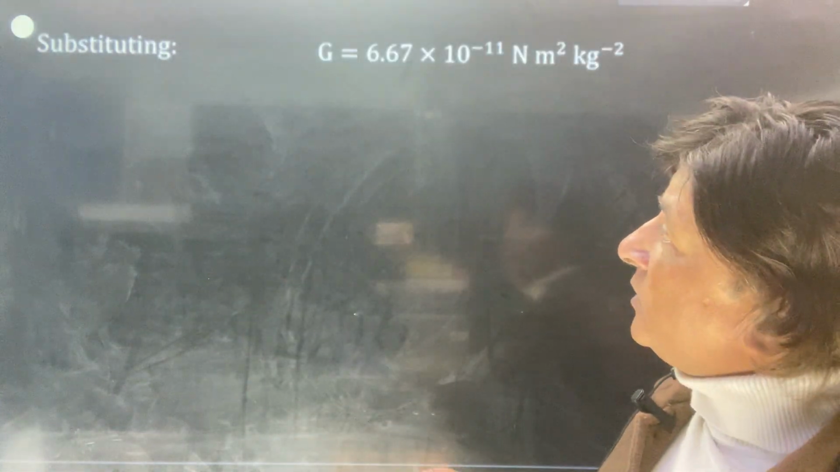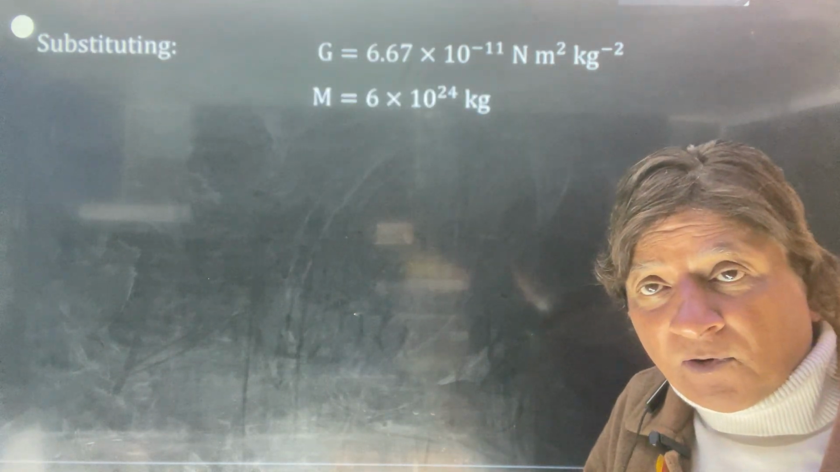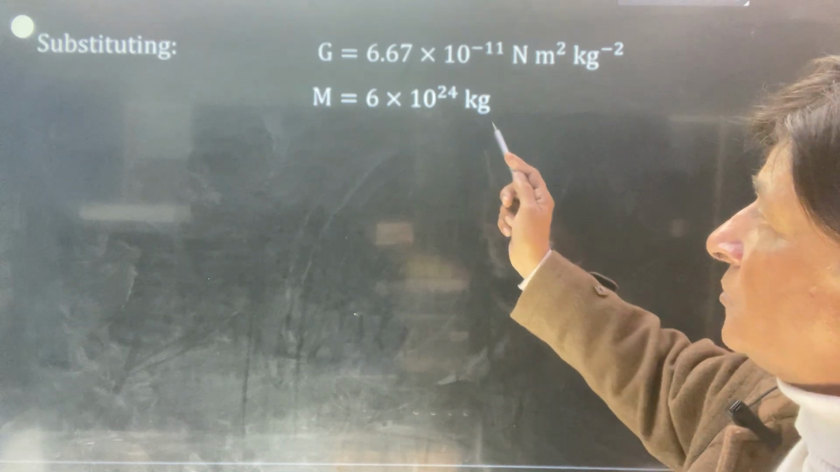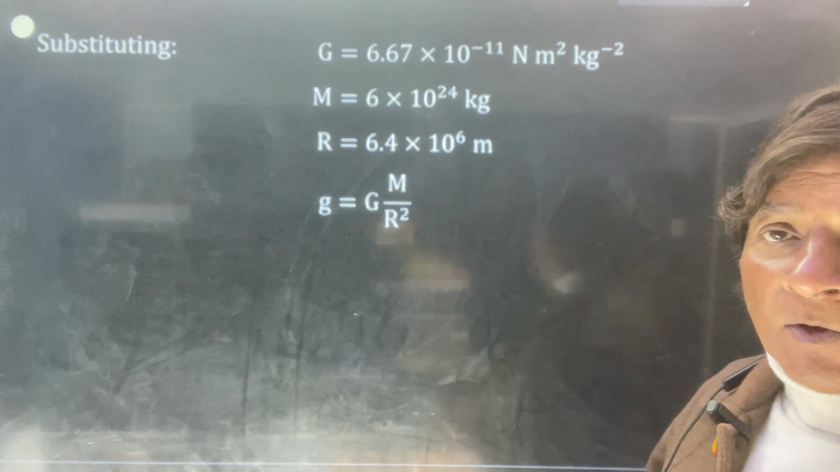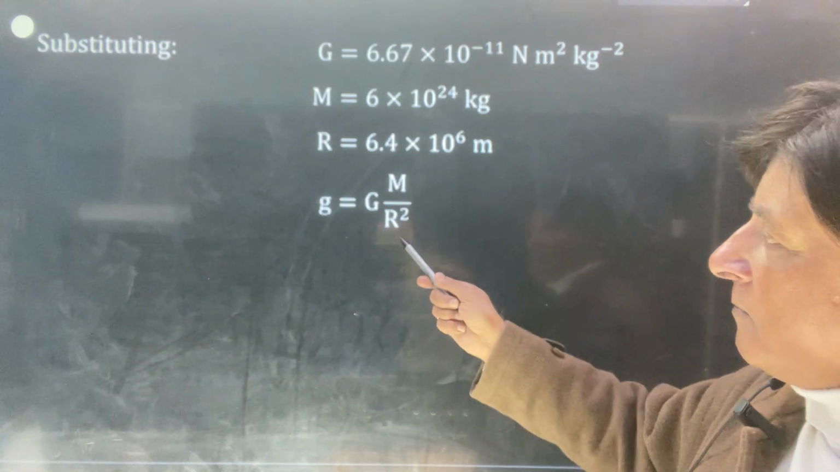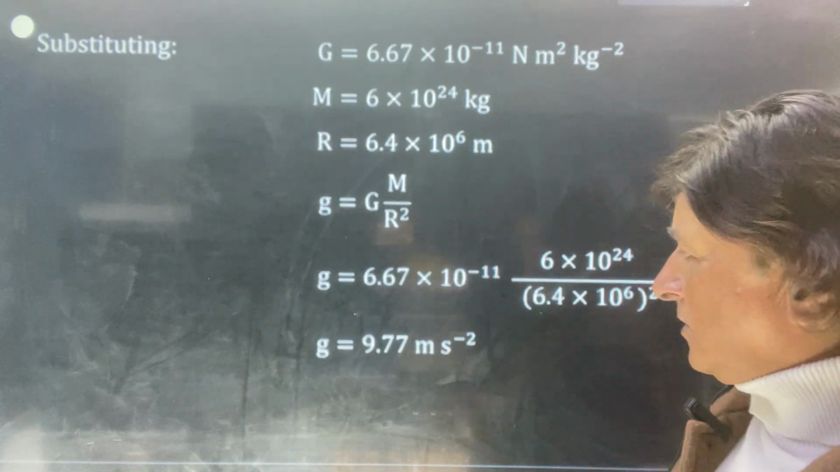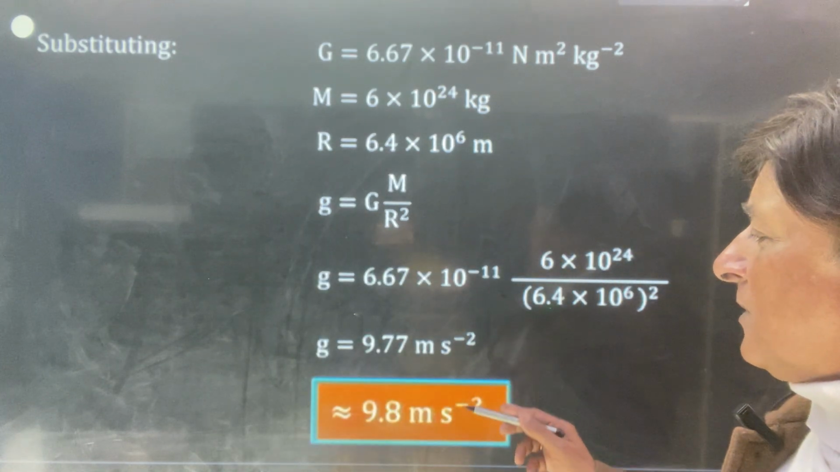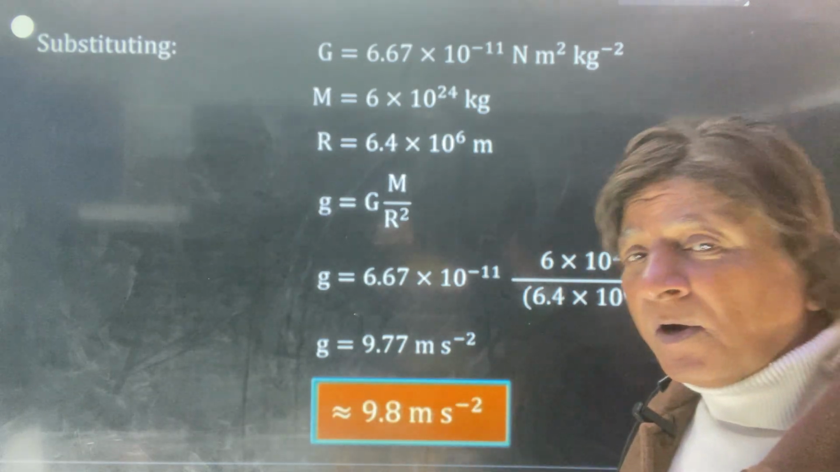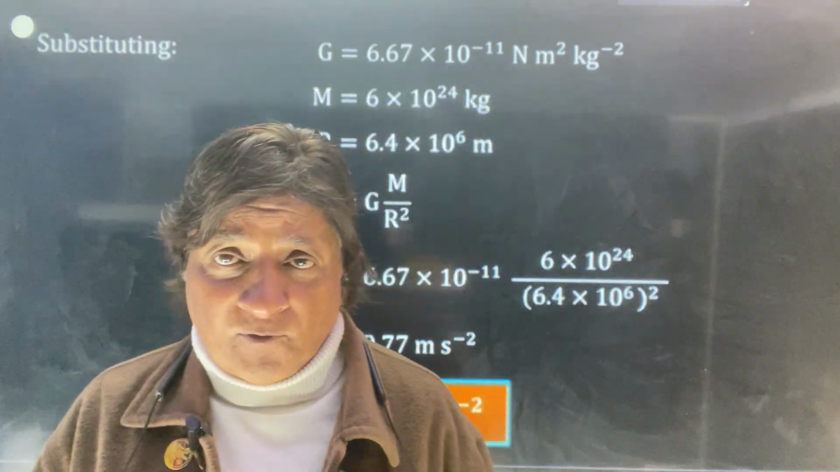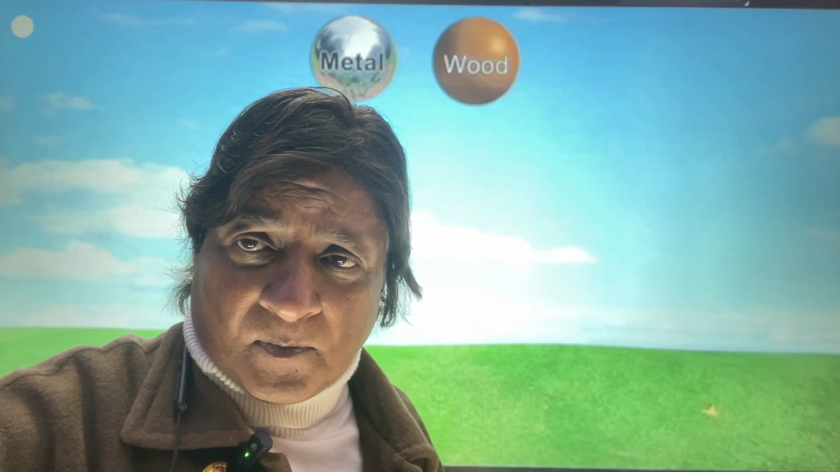If we substitute the values, capital G is 6.67 into 10 to the power minus 11 Newton meter square per kilogram square, mass of the earth is 6 into 10 to the power 24 kilogram, and the radius is 6.4 into 10 to the power 6 meter. So you find the value of GM by R square is 9.8 meter per second square, or 9.78, or 9.77 meter per second square, but we take 9.8 meter per second square all over the world as the average value of g. So that's all about this concept.